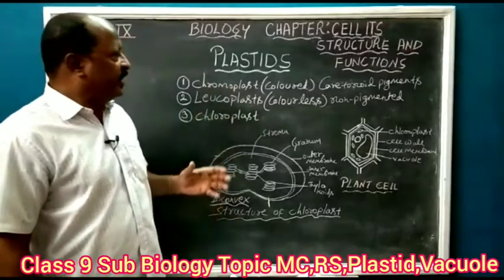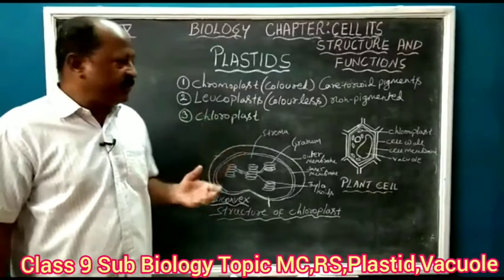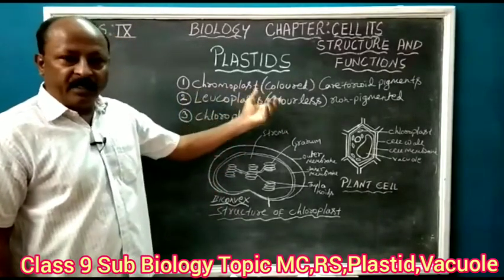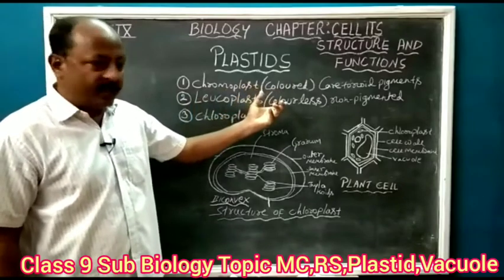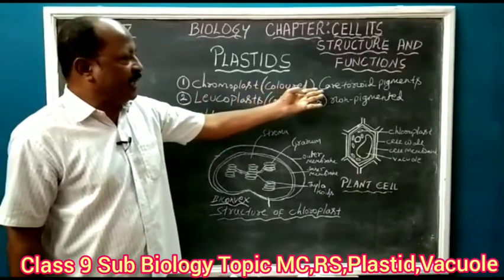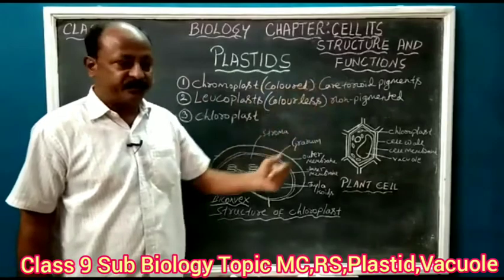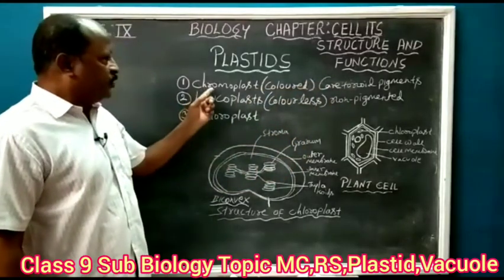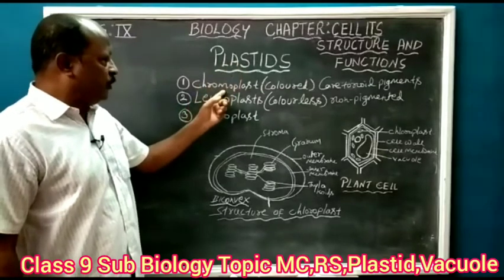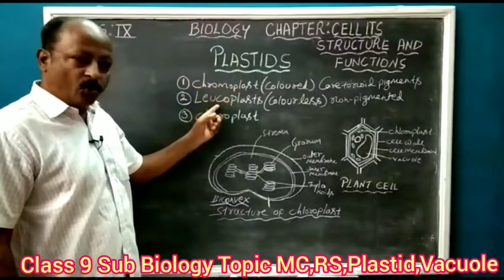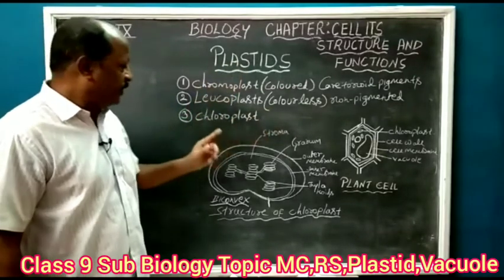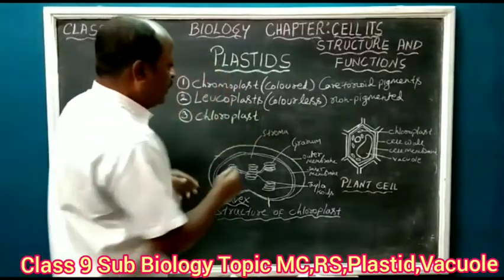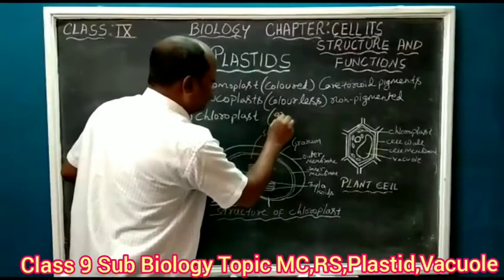There are different types of plastids, like we have chromoplast, which is a colored cell organelle. It actually has carotenoid pigments. Let us talk about pigments afterwards. So the first plastid is what? Chromoplast. The second one is leucoplast, which is colorless. The third one is chloroplast, which is green in color.